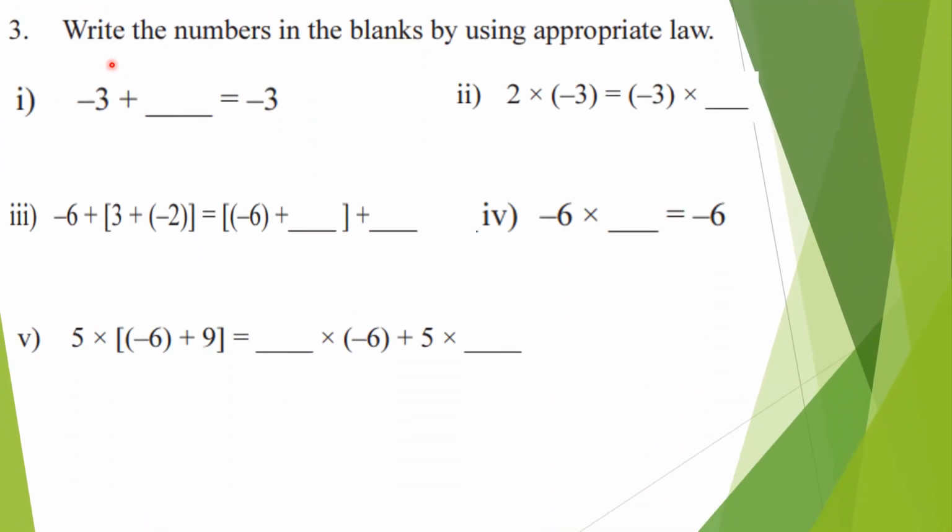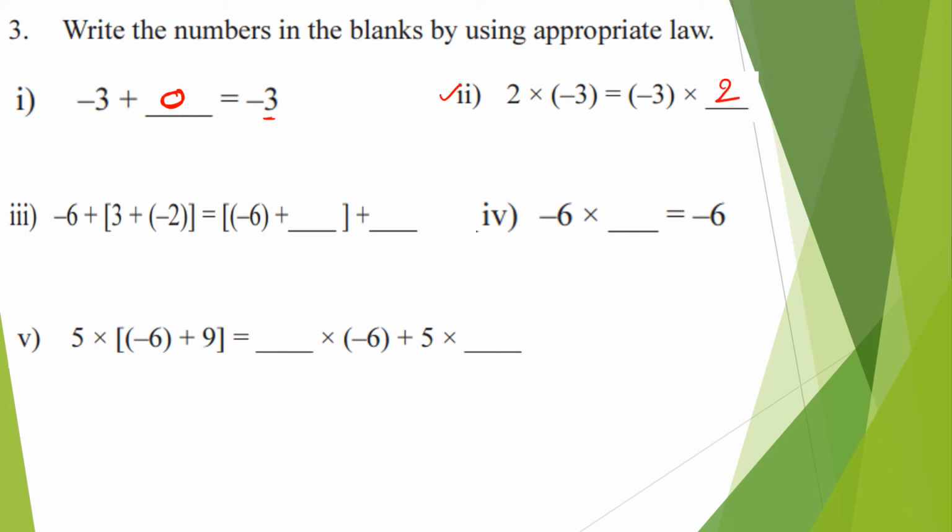Question number 3. Write the numbers in the blanks by using the appropriate law. Let us see one by one. The first one: -3 plus dash equals -3. According to the additive identity law, when we add 0 to any integer, the answer stays the same. The second one: 2 into -3 equals -3 into 2, according to the commutative law.